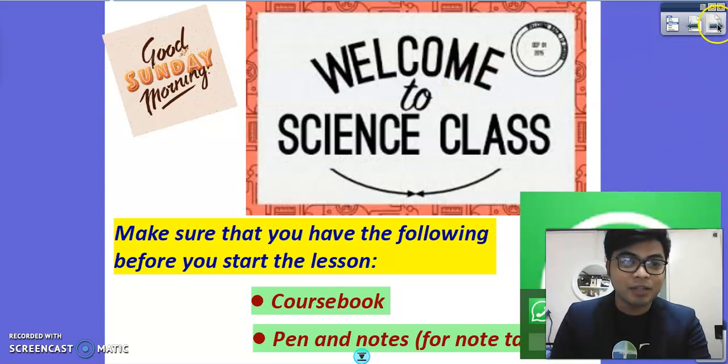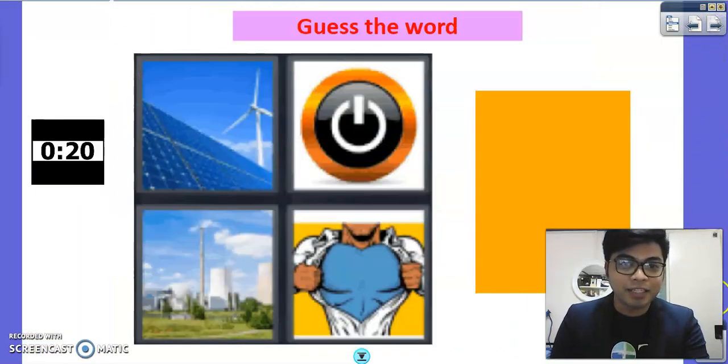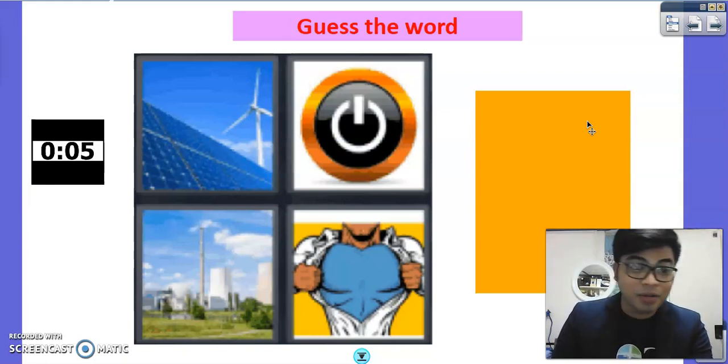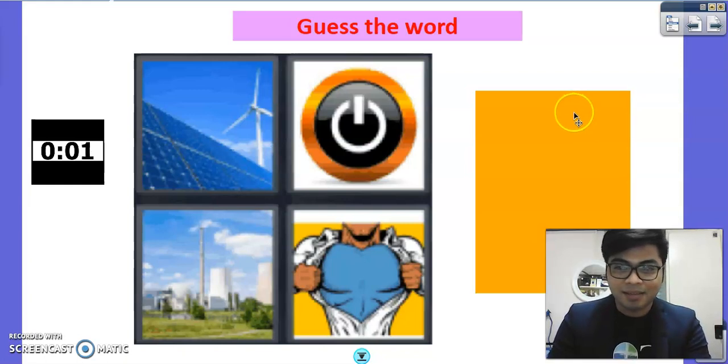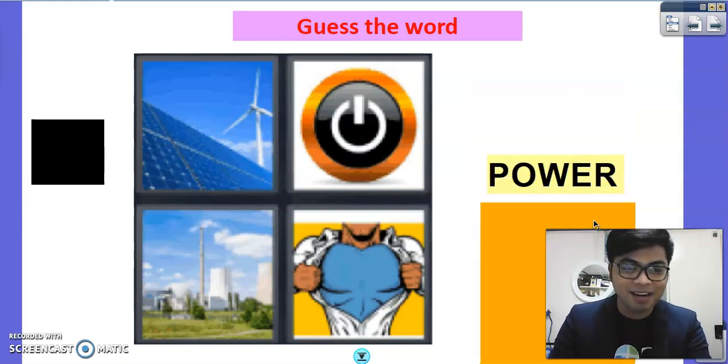So let's take a look at our first thing here. I want you to guess the word. It's 4 pictures in one word. So what is the word? You only have 10 seconds left to guess what it is. Look at the pictures and let's see whether you can get it. Okay, let's see. The correct answer is power.